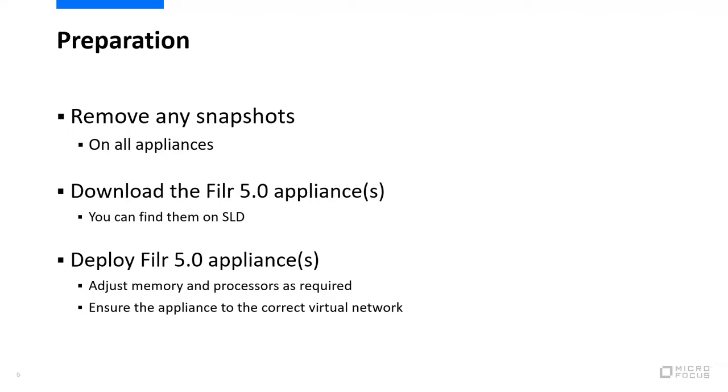So in preparation for moving up to Filr 5, remove any snapshots from your existing Filr 4 environment and do that for all appliances. You need to download your Filr 5 appliances, which you'll find on the SLD, and then deploy them in just the same way that you deployed the Filr 4 appliances. Just be aware that you may need to adjust memory and indeed the number of processors there, and check that you're on the correct network.